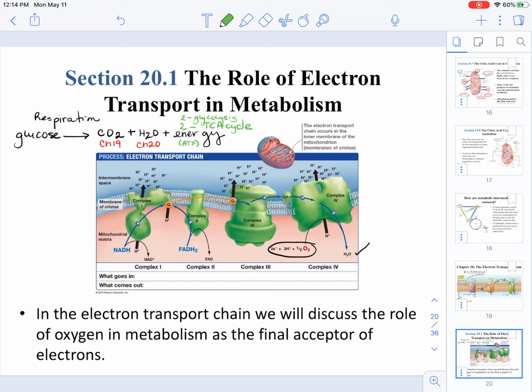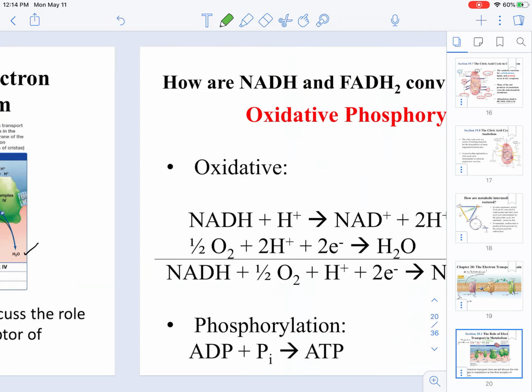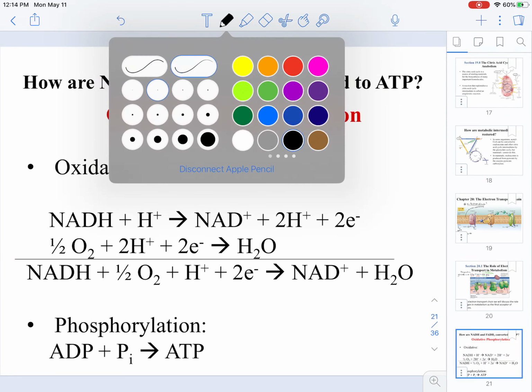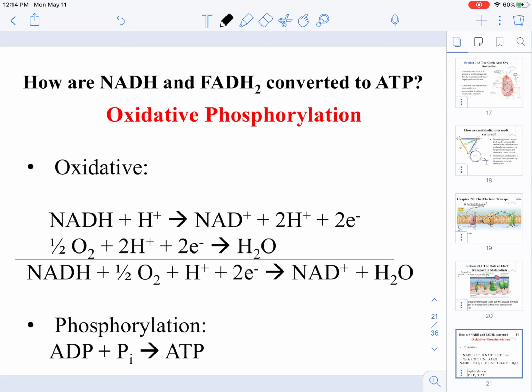So overall, as I was mentioning, remember, oxygen is going to be accepting these electrons, and oxygen itself is going to be converted into water. Now, one of the reactions that we are going to be observing here is how these coenzymes that were synthesized in glycolysis and also in the TCA cycle are going to be converted ultimately to ATP. The reaction that we are going to be observing is called oxidative phosphorylation. You may be wondering, why is it called oxidative phosphorylation?